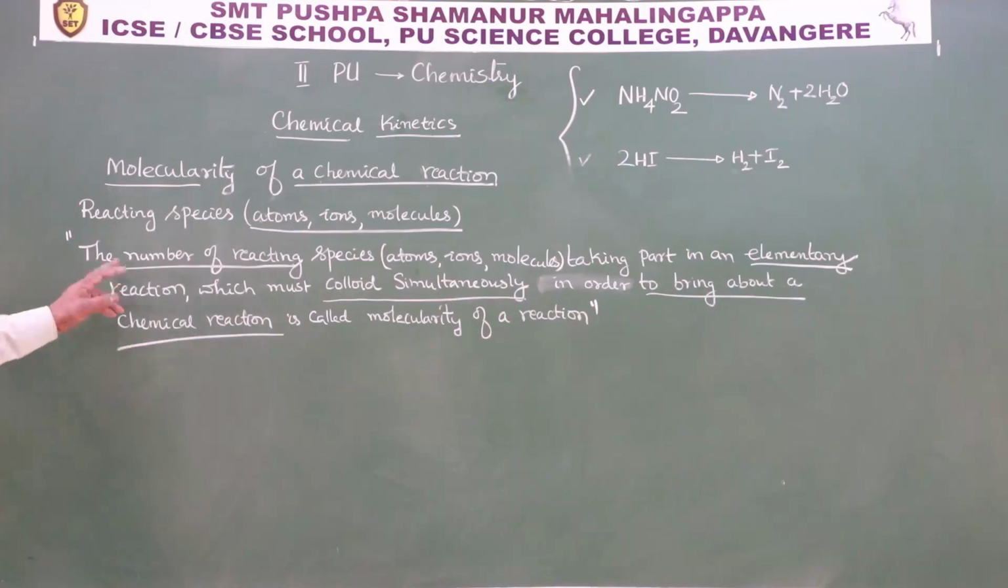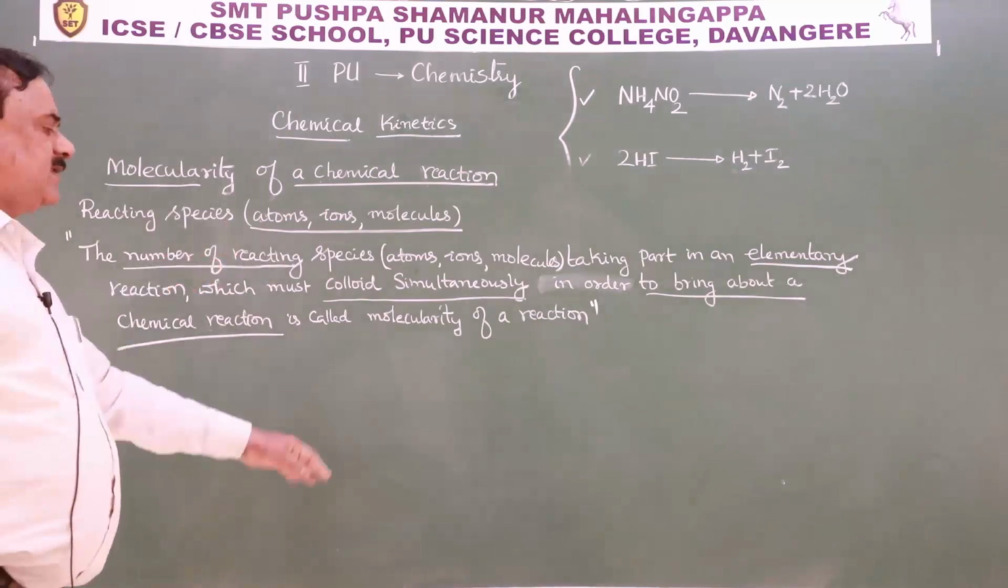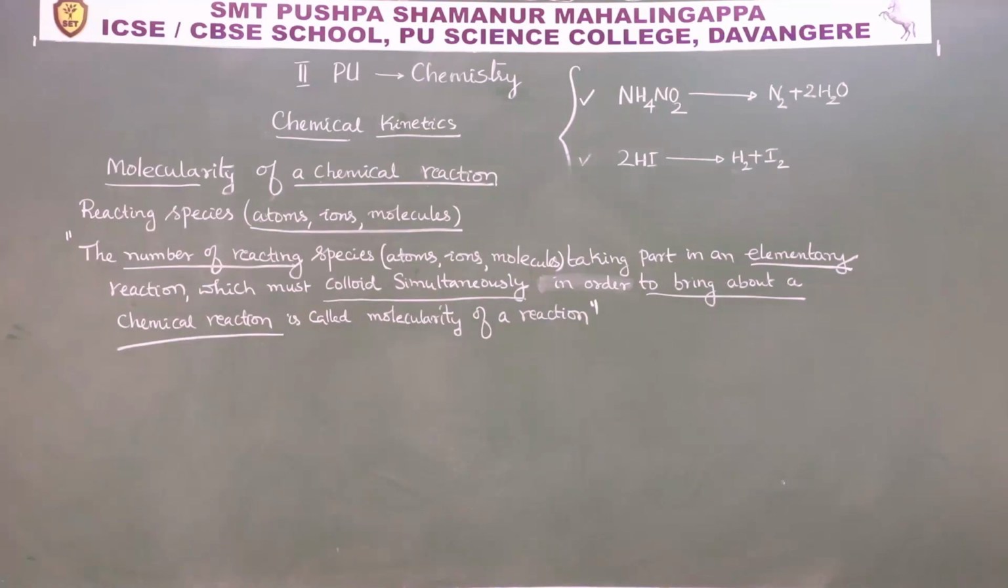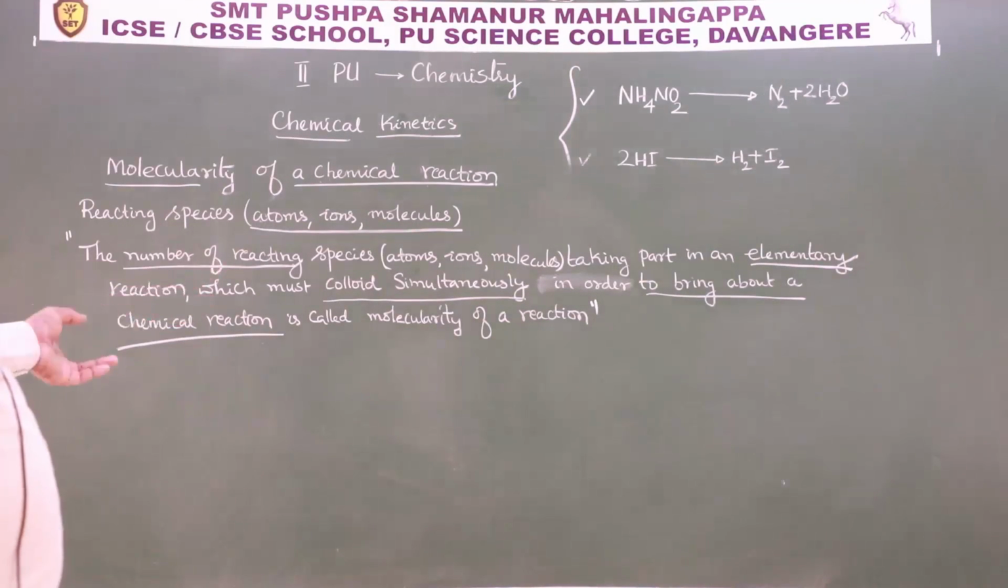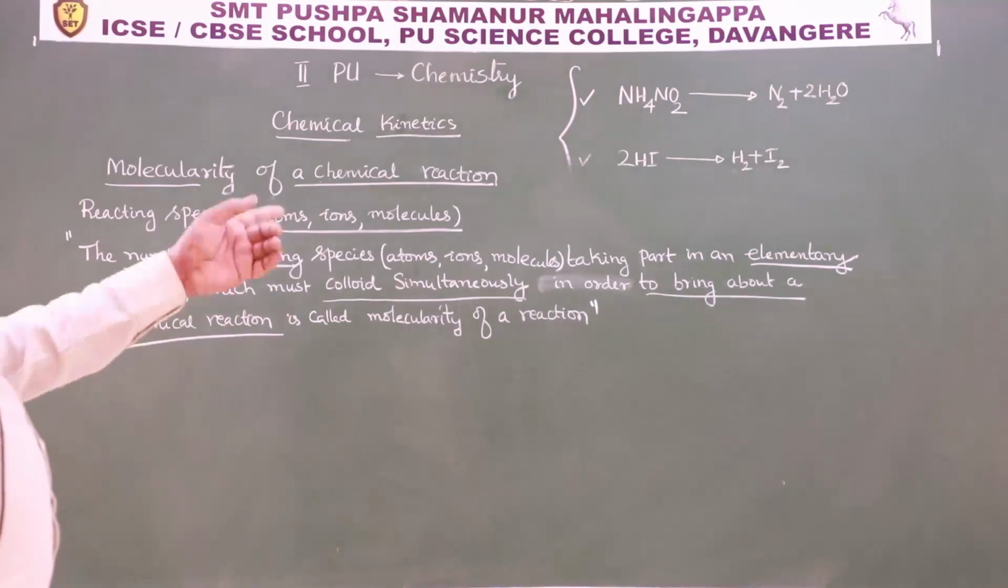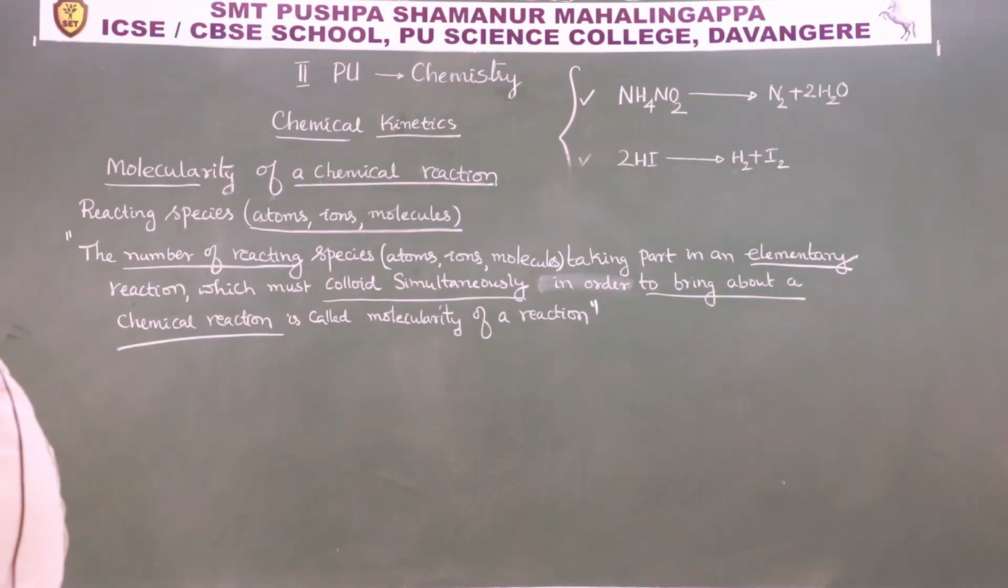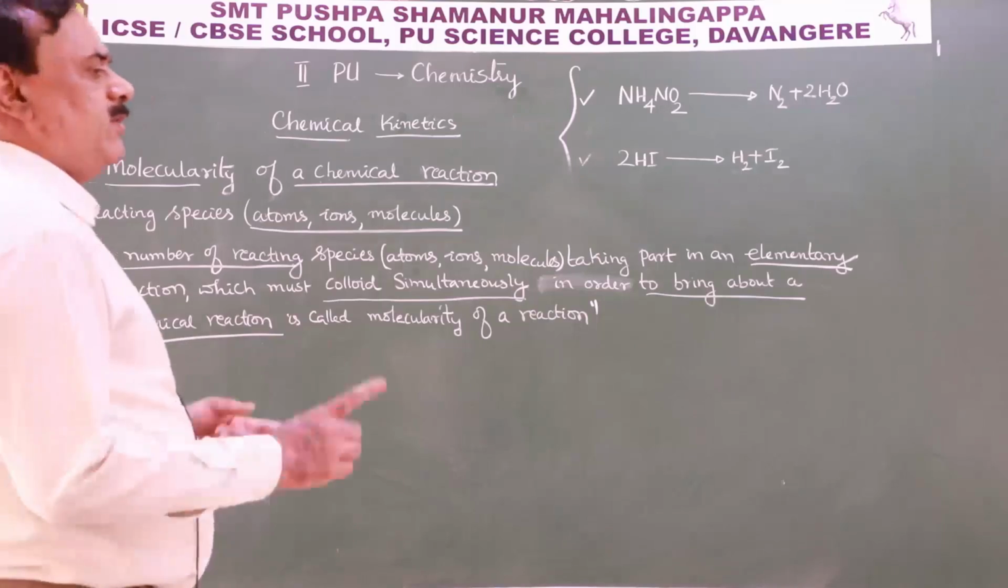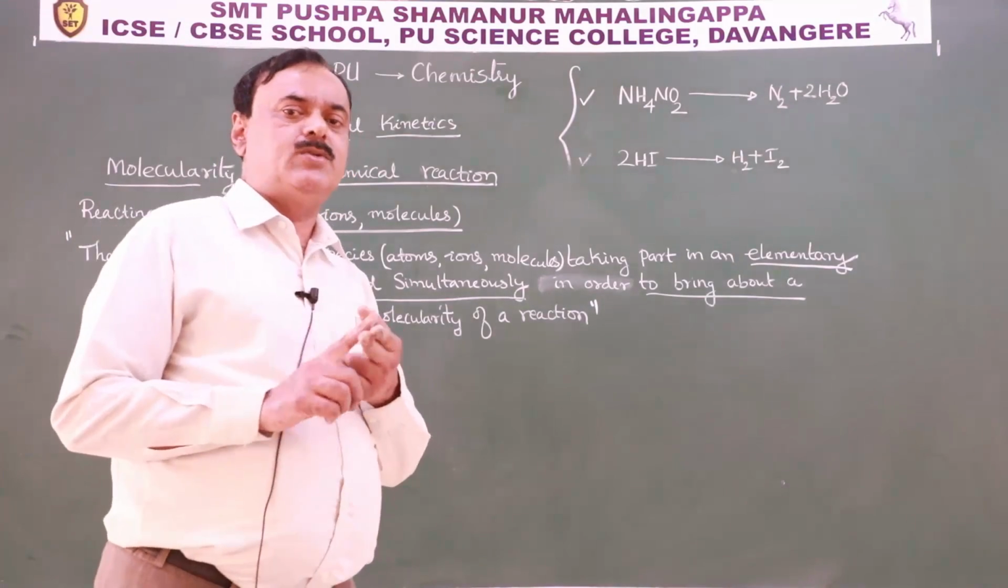Very important. Definition. You have to write the same definition in the exam. You are not supposed to change any word. The number of reacting species, where species corresponds to atoms or ions or molecules, taking part in an elementary chemical reaction, which must collide simultaneously in order to bring about a chemical reaction, is called molecularity of a chemical reaction.